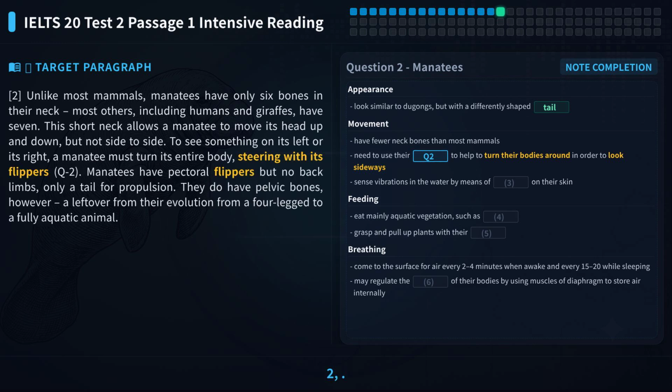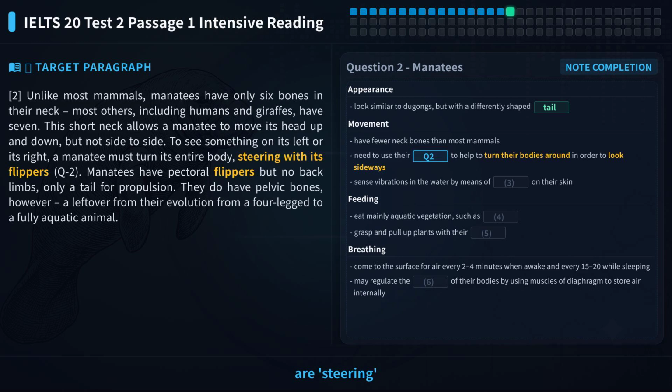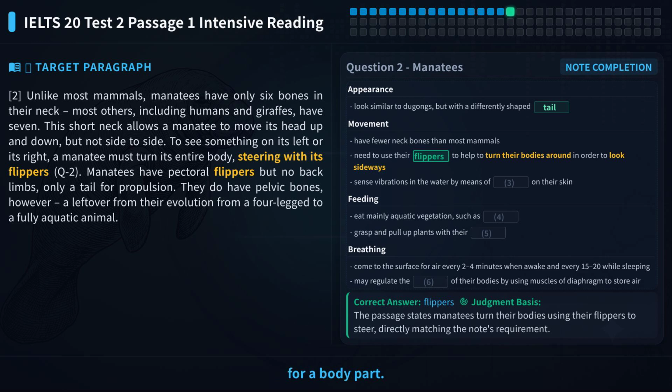Let's look at question 2. The note says manatees use a body part to steer. The blank is after "steering with its", so we need a body part. The clue words are steering and its. The blank should be a singular noun for a body part.